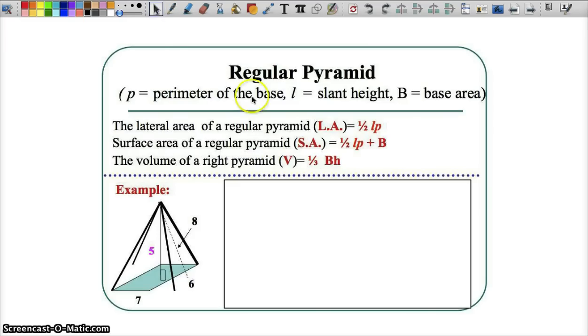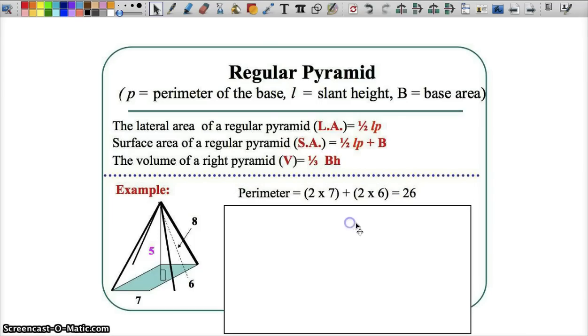So to save some time, I worked some of these out already. So we've got perimeter of the base, slant height, and the area of the base. And here are the 3 formulas that you need. And here's an example. So we've got all of our information here. We first start with finding the perimeter. We have 2 of the sides that are 6 and 2 of the sides that are 7. So the perimeter of the whole thing is 26, so we're just adding all of those sides together.